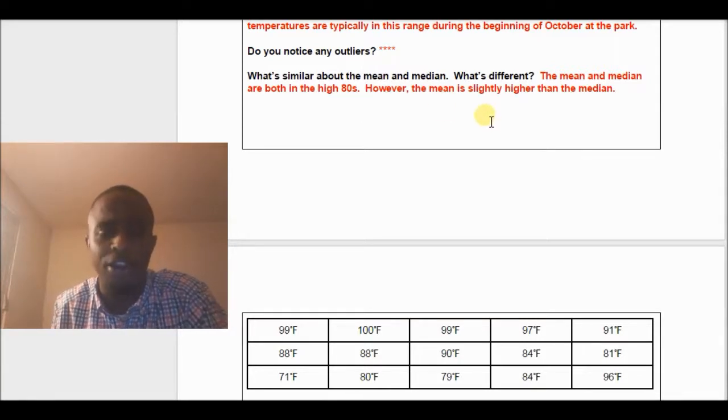So we've already calculated that, and we can see that both our mean and our median are both in the high 80s. However, the mean is slightly higher than the median.